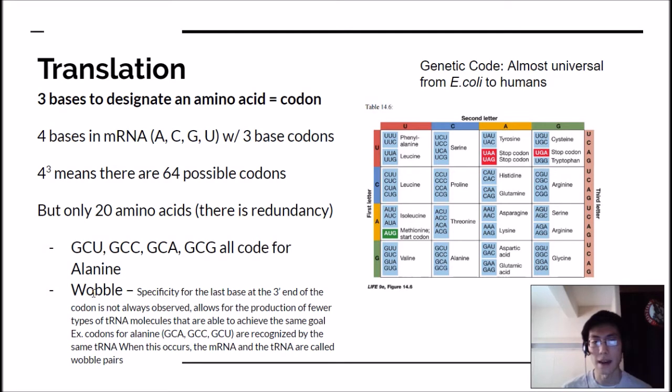Wobbling means that specificity for the last base at the 3' end of the codon is not always observed. So you have instances like this in alanine where the last base is not really important. As long as the ribosome recognizes the first two bases, it has a pretty good idea that it needs to put in an alanine there. So in a way, you can think about it as allowing a little bit of room for error, maybe. It decreases the specificity in some instances. So that's the wobble effect.